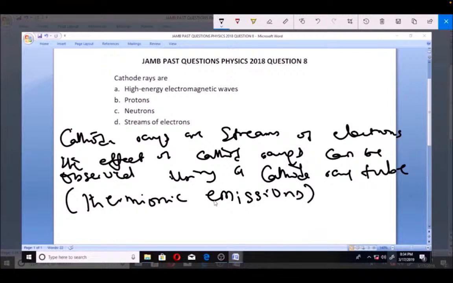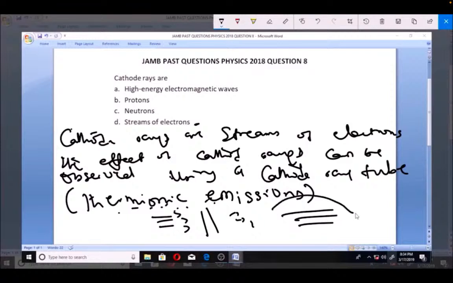So whenever there is the application of heat, there is release of some emissions. Thermionic emission simply means ionic emission due to the application of heat. So when you have heat applied on a filament, there will be emission of some ionic particles. In this case, electrons. So when there is emission of electrons and these electrons move, we have what we call cathode rays.